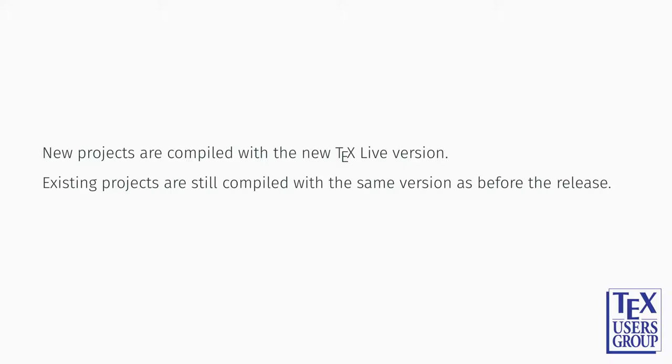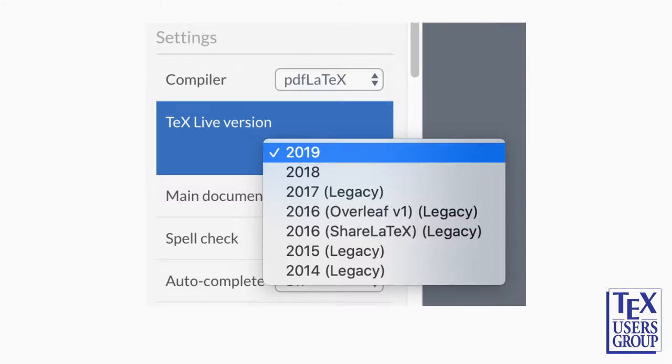For that reason, as you can see in that screenshot of the project settings, every project in Overleaf remembers the version it's compiled with, and this version only changes if the user deliberately asks for it. So if I started a project now, it would compile with TeXLive 2019 because we haven't released the 2020 version yet. And even after TeXLive 2020 is released, my project would still compile with TeXLive 2019. However, any new project I create after that would compile with TeXLive 2020.